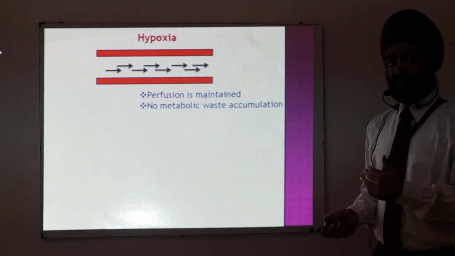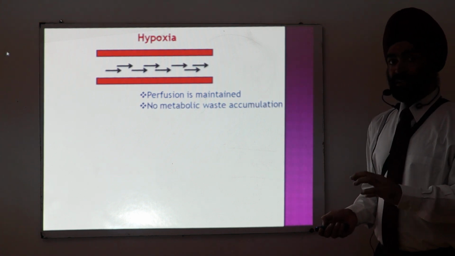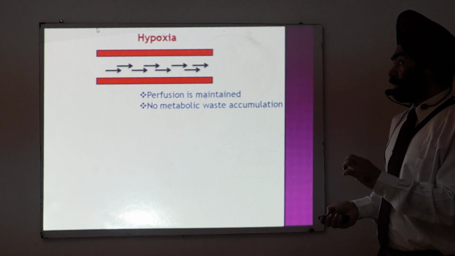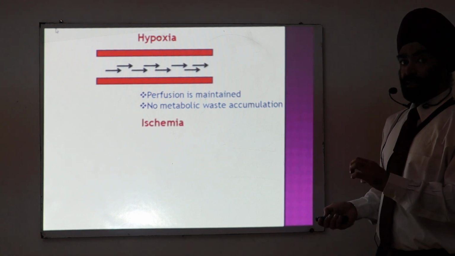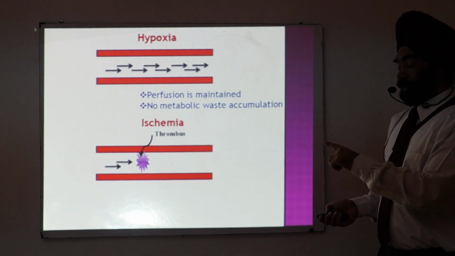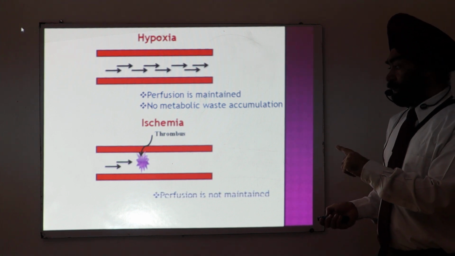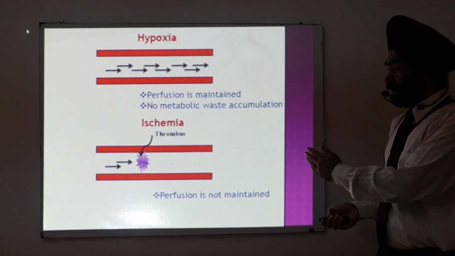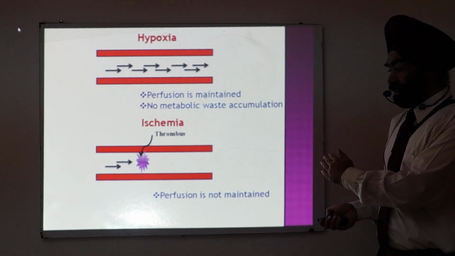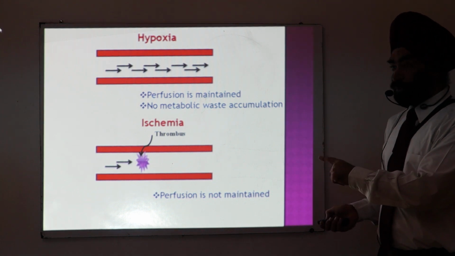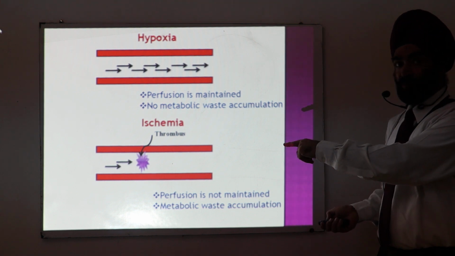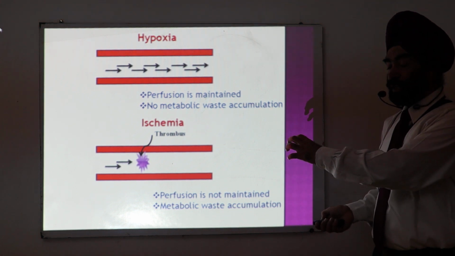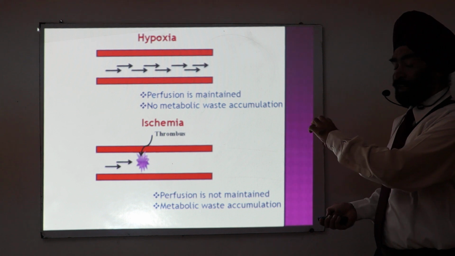Because perfusion is maintained, no metabolic waste products will be accumulated in hypoxia. But in ischemia, when there is an obstruction, perfusion is not maintained because blood is coming but it is not removed. So there is an interruption in the perfusion. Very important difference. Because perfusion is not maintained, whatever metabolic products are produced will not be washed away, they will be accumulated.